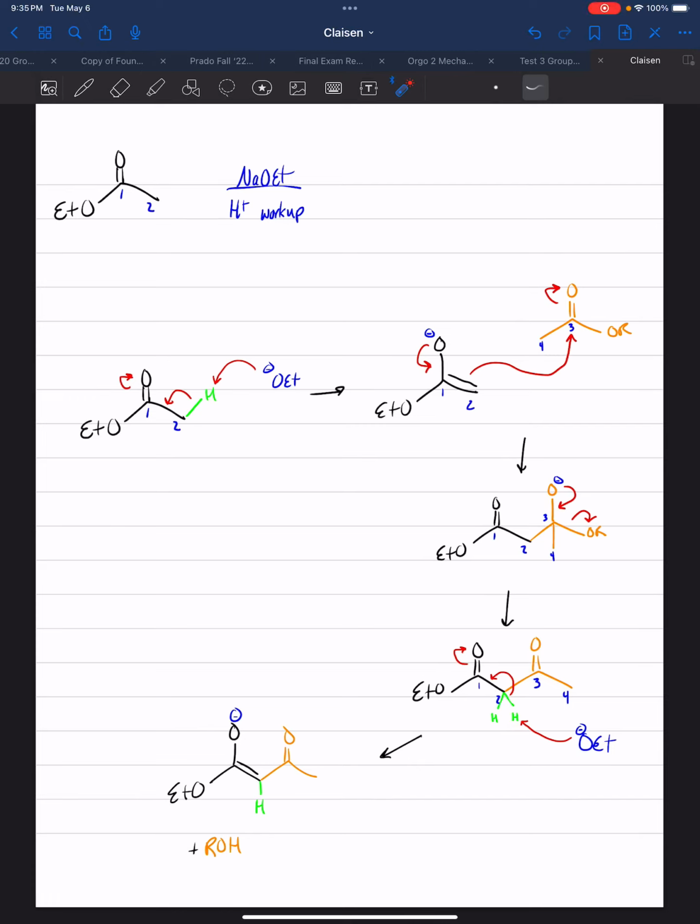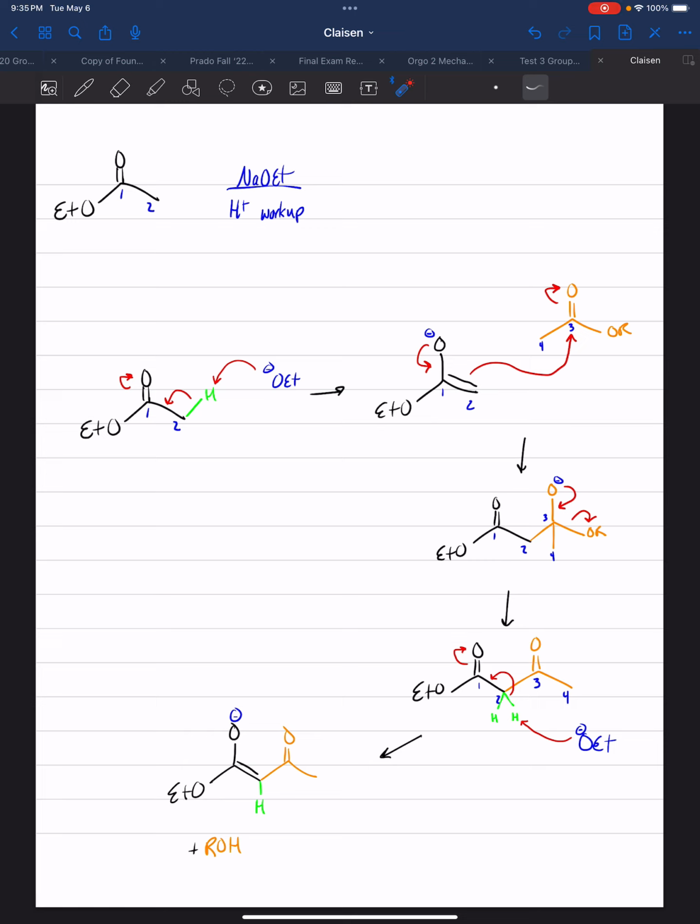All right, guys, today let's talk about the Claisen condensation. This tends to be an Orgo 2 topic that you'll find in the chapters involving enols and enolates. I found this chapter probably to be the most difficult chapter in Orgo Chemistry 2. I hate doing it. It is intimidating.